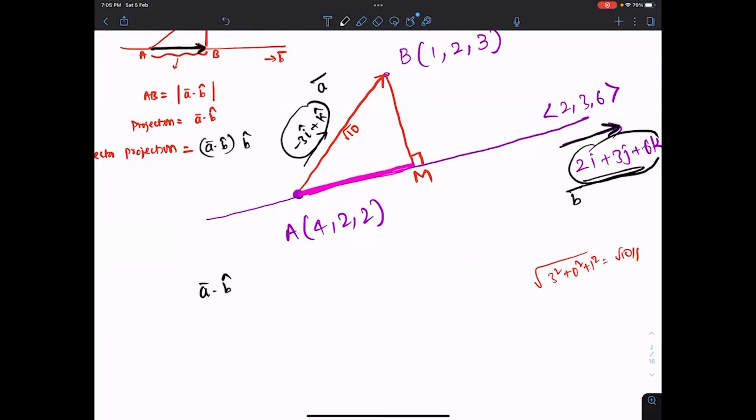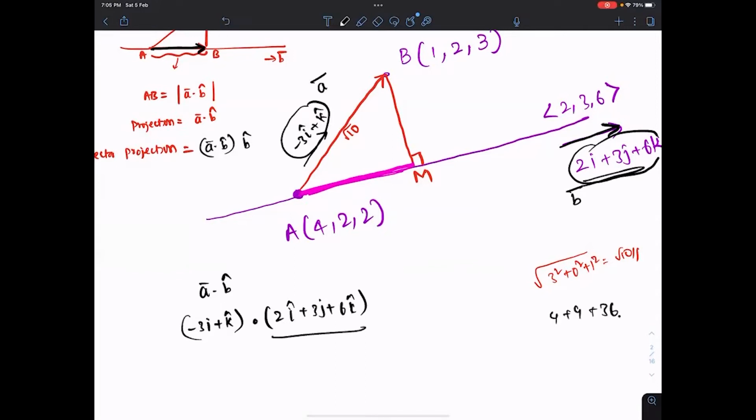Let us write down. What is A bar? Minus 3i plus k dot product with B cap. B cap means B bar by mod B, 2i plus 3j plus 6k. What is mod B? 4 plus 9 plus 36, so this is 13, so you will get it as 7. Okay. So if you do the dot product, how much you will get? Minus 6, I think plus 6. How much is it? 0. What does it mean? AM equals 0.